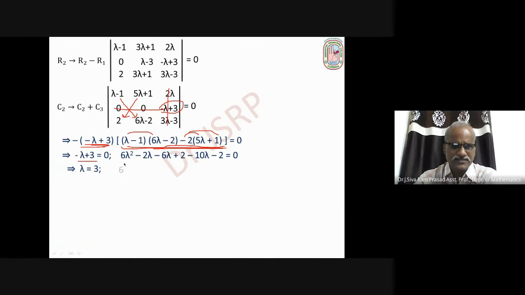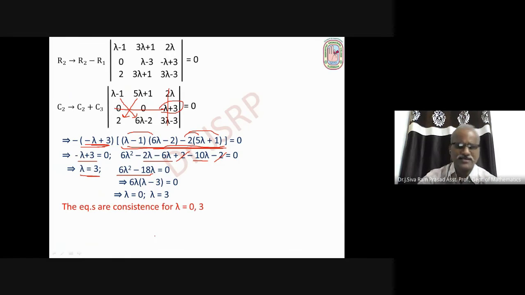This is 6 lambda square. We have minus 18 lambda, minus 2 lambda, minus 6 lambda, minus 10 lambda. So here plus 2 minus 2 gets cancelled. So 6 lambda square minus 18 lambda equals 0. Take 6 lambda common, so lambda minus 3 equal 0. Then lambda equals 0 and lambda equals 3. So here also we have lambda equal 3. That means the equations are consistent for lambda equal 3 and lambda equal 0. For lambda 3 and for lambda 0, the given system of equations is consistent.